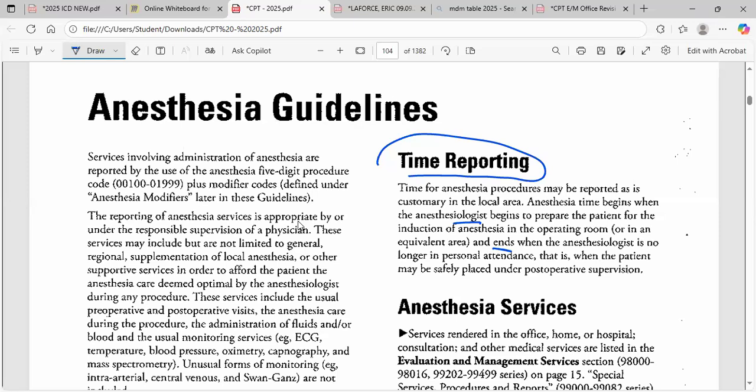Ma'am, this time reporting will be different from the actual time of the patient being under anesthesia? Yes. The anesthesia time is different from the surgery time. So anesthesia time is totally based on the anesthesiologist. When the anesthesiologist enters the room, anesthesia time starts, and when he leaves the room, anesthesia time is over. Okay, ma'am. So I have just sent the question. Try to attempt that question.